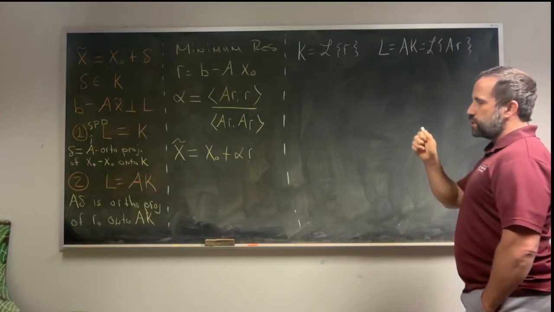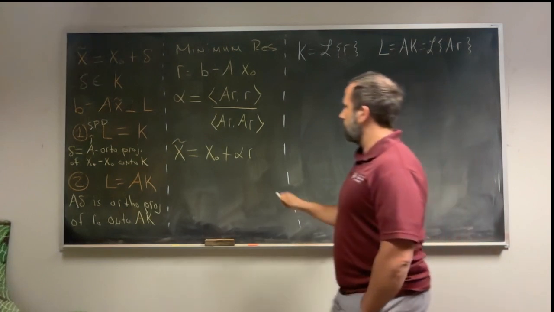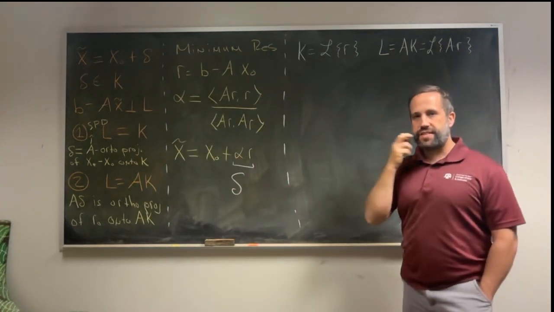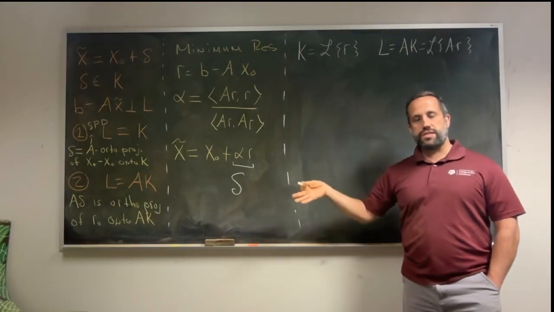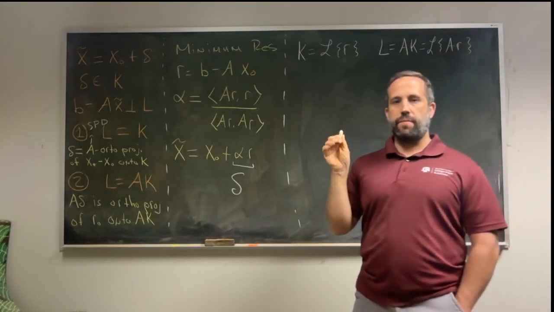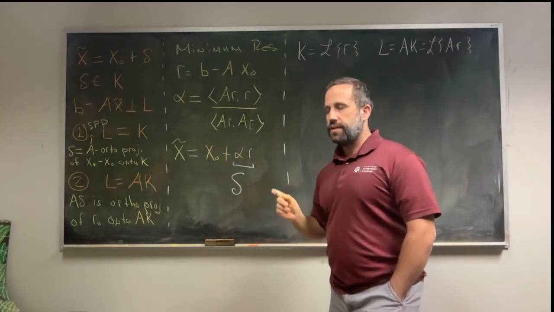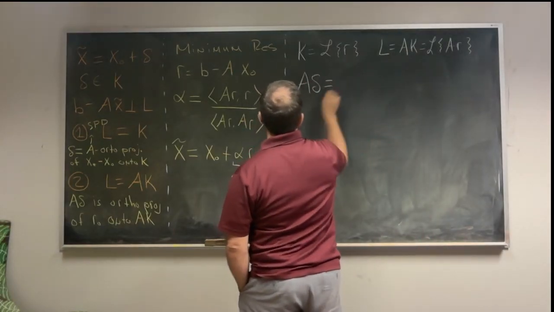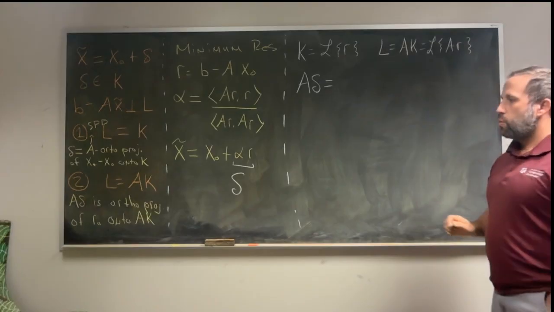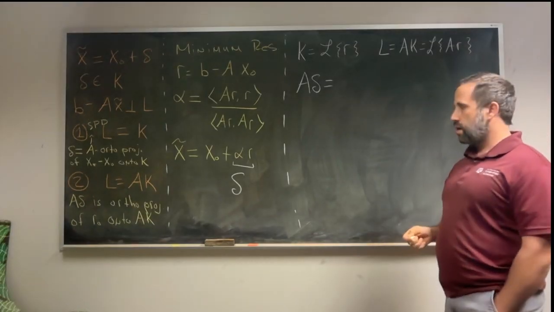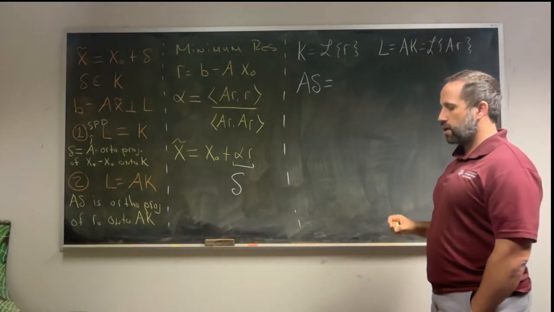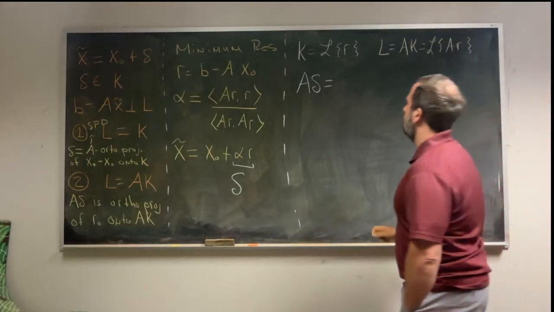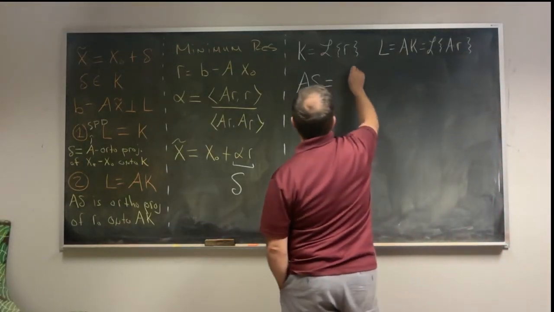So I don't have an expression for delta. In the previous example, we knew that delta was something, so I could just write delta equals something. But in this case, we know A delta is something, so that's what I'm going to write. What is A delta equal to? Well, it's the orthogonal projection of R onto AK. What is AK? Again, it's a one-dimensional subspace.